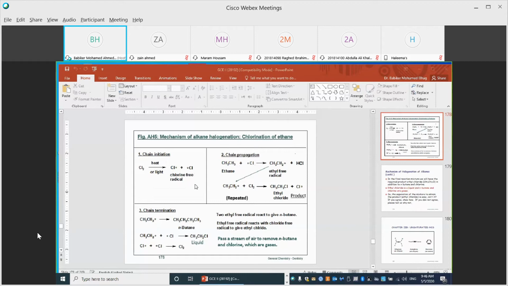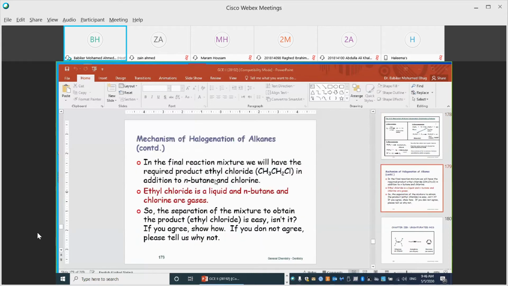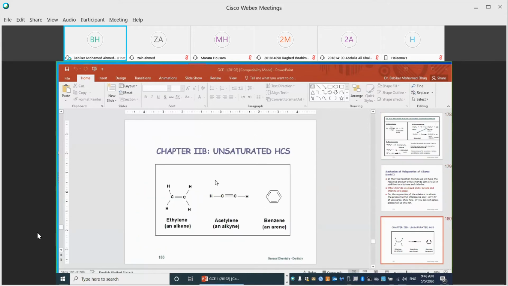But a very important point is that we must use heat or light to generate the free radicals. Light, UV light, ultraviolet light to generate the free radicals necessary for the occurrence of the reaction. Right.